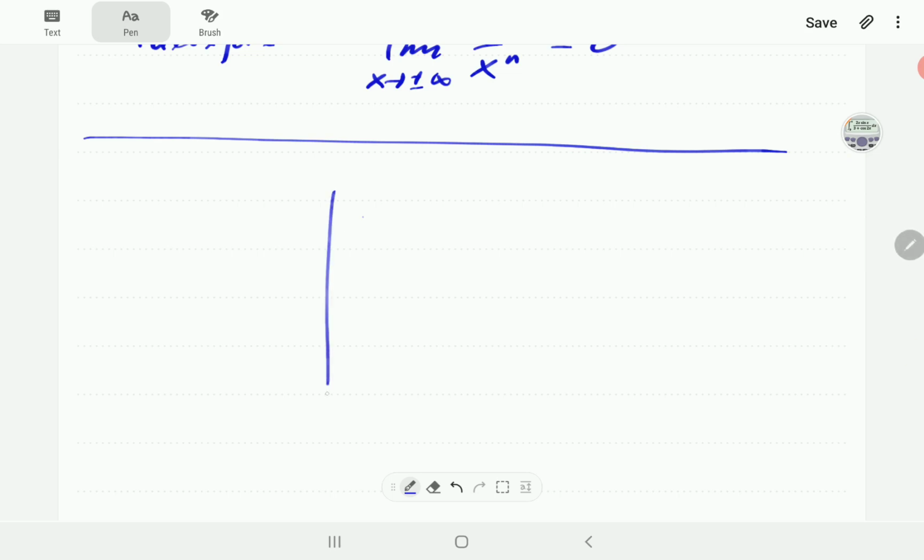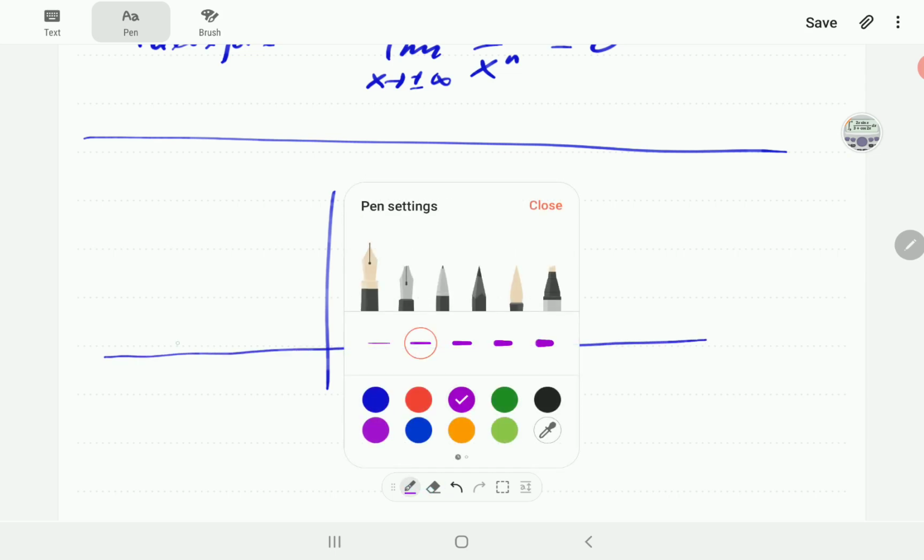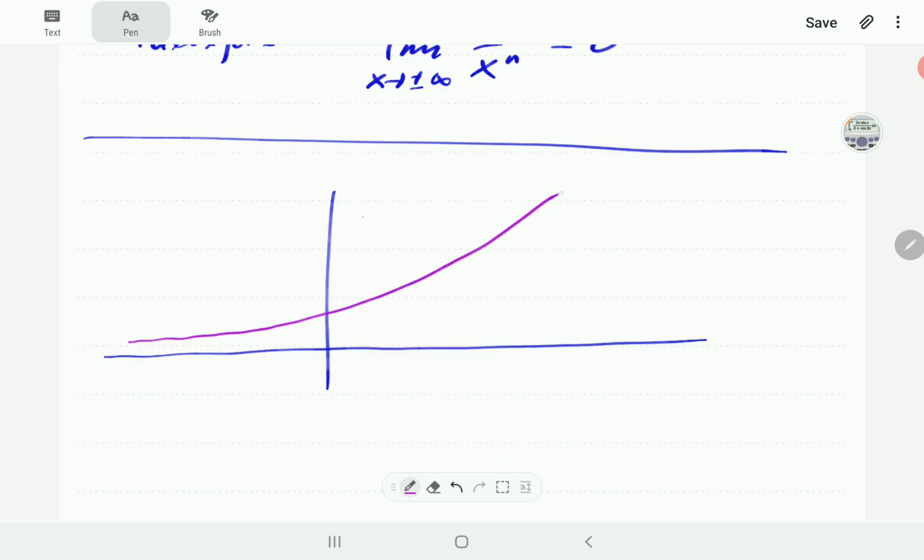Before we continue, let's just make a note of the limits of the exponential functions and the logarithmic function. I'm just going to sketch the exponential function here. Remember that y equals e to the x looks like that. That is 0, 1. And then this one is y equals e to the minus x.